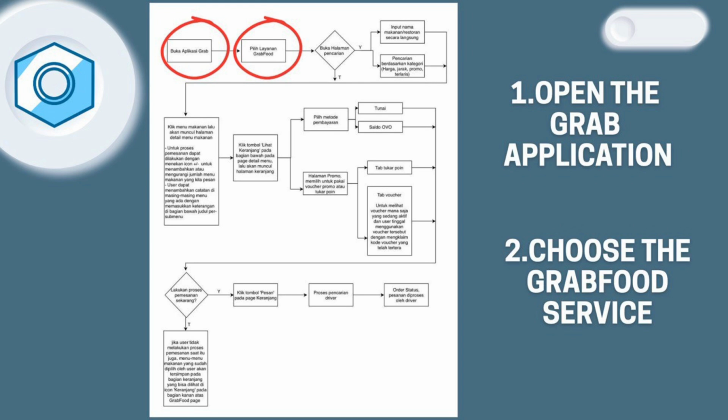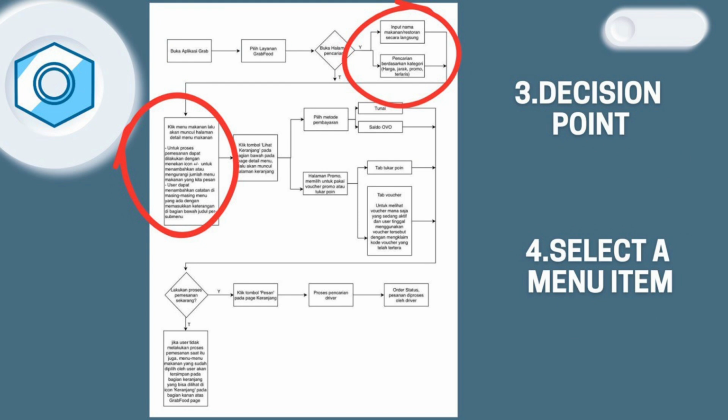In this stage of the Grabfood ordering process, the system checks whether the user wants to open the search page to find food or restaurants. If the user chooses to search, they can either type the name of a specific dish or restaurant, or browse by categories such as price, distance, promotion, or popularity. This helps users quickly find their preferred meals or explore new options.